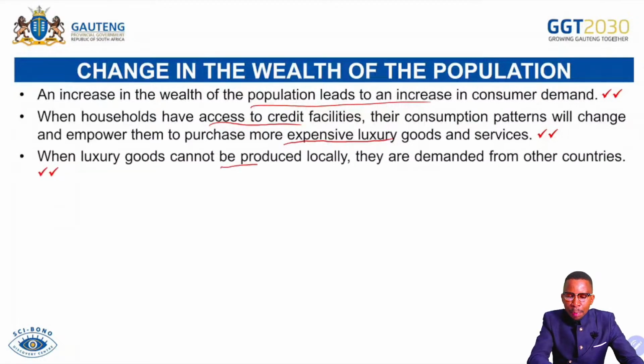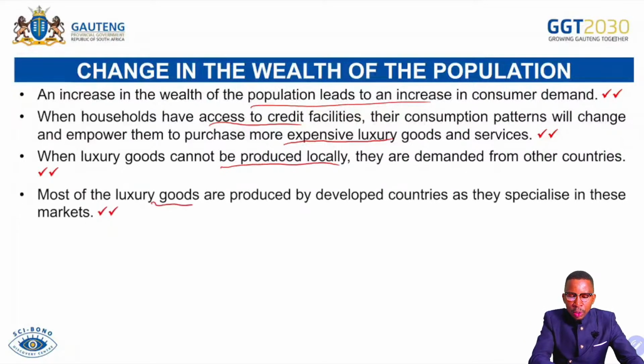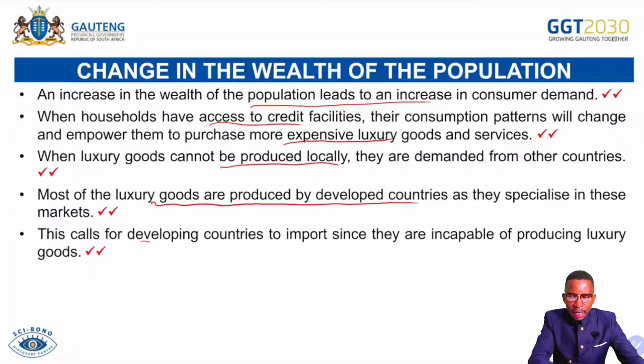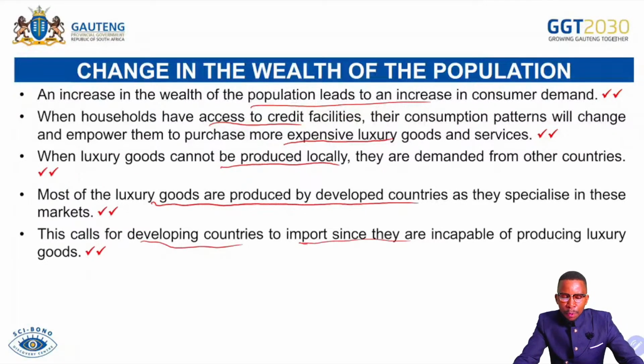So when luxury goods cannot be produced locally, they are demanded from other countries. Because of the increase in wealth, people will be demanding those luxury goods from abroad because they are unable to produce them in the local economy. Most luxury goods are produced by developed countries, as they specialize in these markets. So in developing countries, if people are wealthier, they will be importing luxury goods from developed countries, because in developing countries we mostly don't have the market for luxury goods. Mostly they are produced abroad. This calls for developing countries to import, since they are incapable of producing luxury goods.